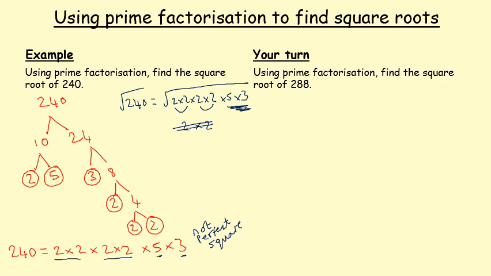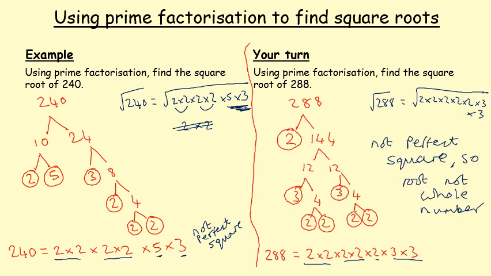Okay, and I'm just going to put the answers up now for you to mark. So your answer might look something like this. Note, when 288 is broken down to its prime factors, there's a 2 that is not paired with another 2, therefore this is not going to be a perfect square, and the root will not be a whole number, so then you won't worry about working out what the square root of that is in that case for this lesson.